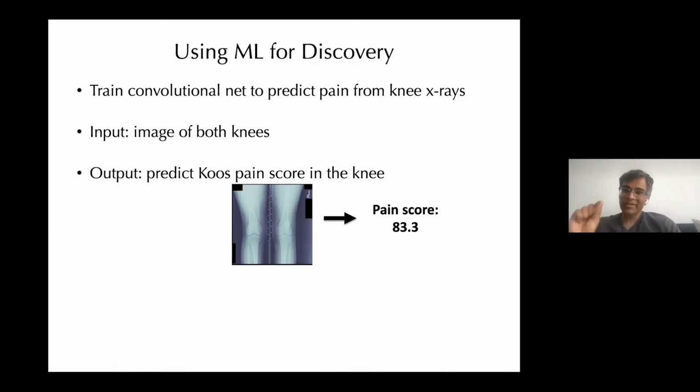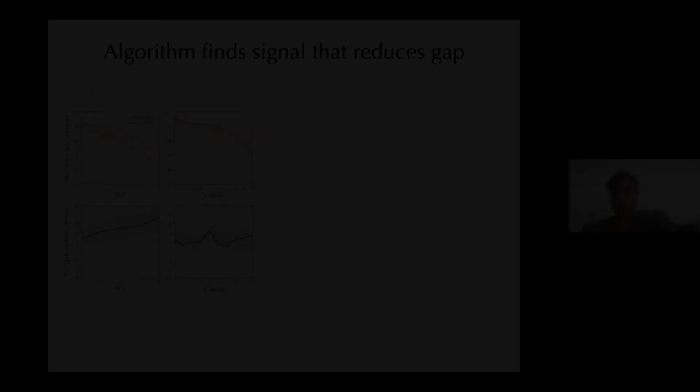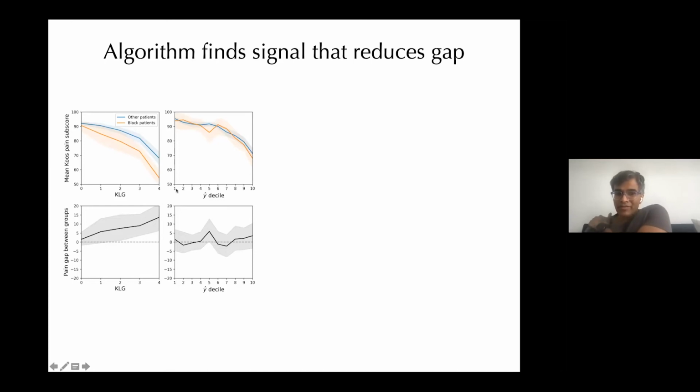It's not predicting what the physician thinks is the severity of the problem. Let me also tell you what the algorithm has access to. It only sees the x-ray. It doesn't know anything about your demographic. It knows nothing. It only knows the x-ray and the pain score. So, for example, it's not given lab values or anything. And so that's the exercise. That gives me a different measure of severity. When you use that measure of severity on the x-axis, the disparity completely disappears.